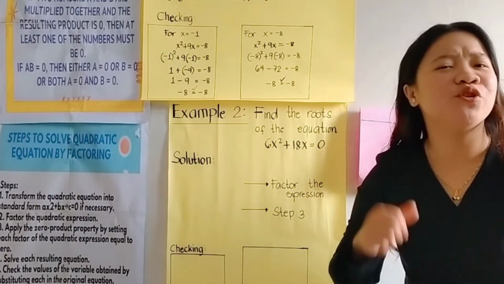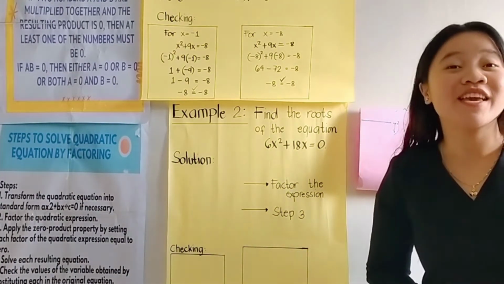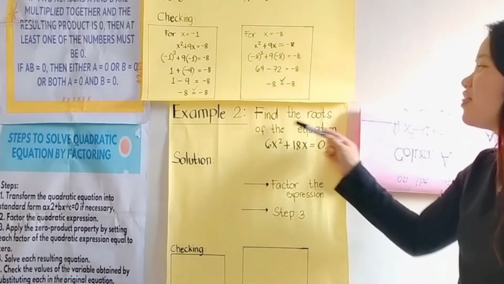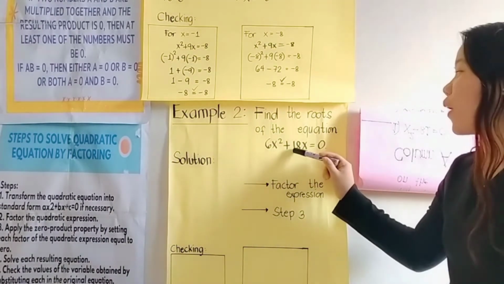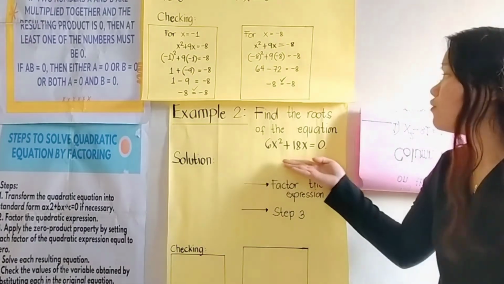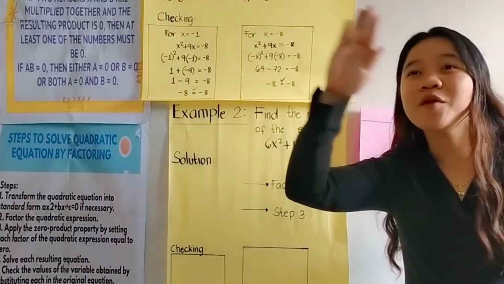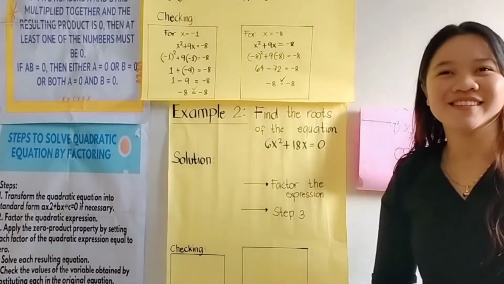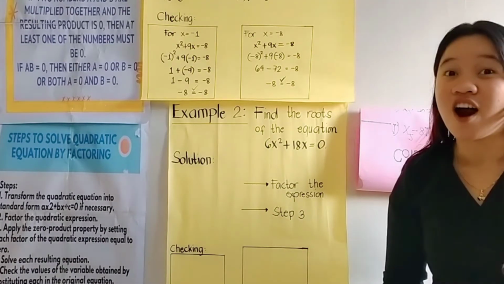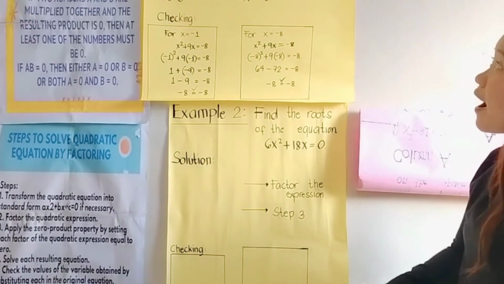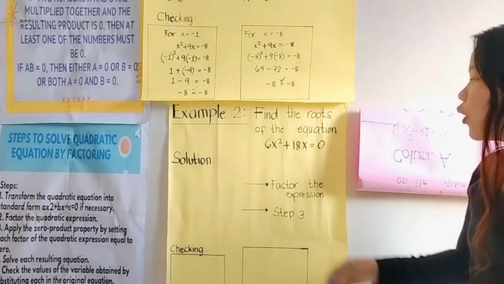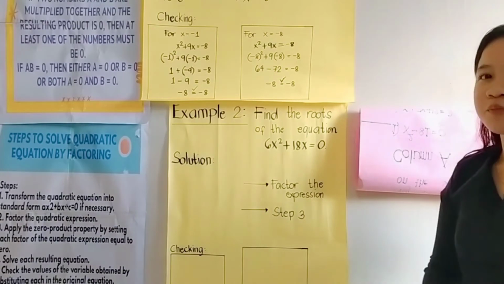Alright, for us to really understand how to solve a quadratic equation by factoring, let's have another example, which is to find the roots of the equation 6x squared plus 18x equals 0. Now, what have you observed with our expression? Anyone from the class? Yes, Team Green? You're correct. Our expression is already in standard form. So we can skip the first step. Let's go to our second step, which is to factor the expression.